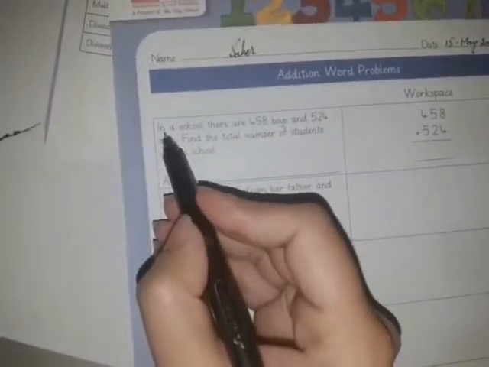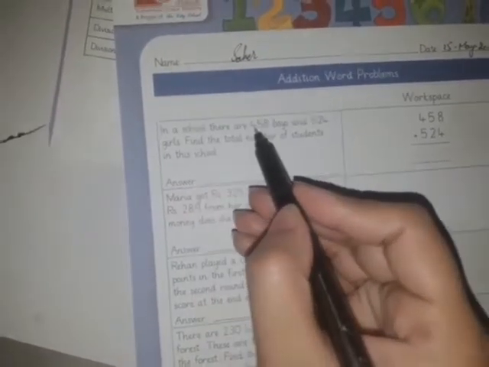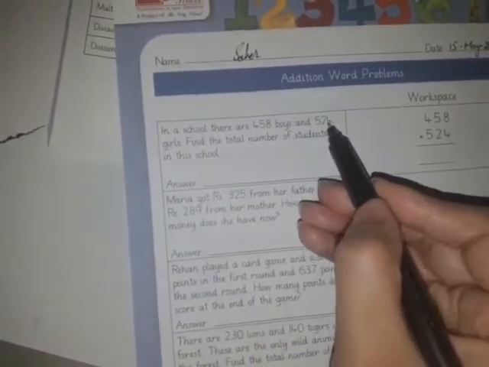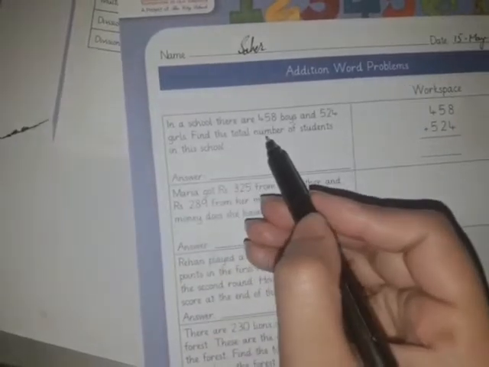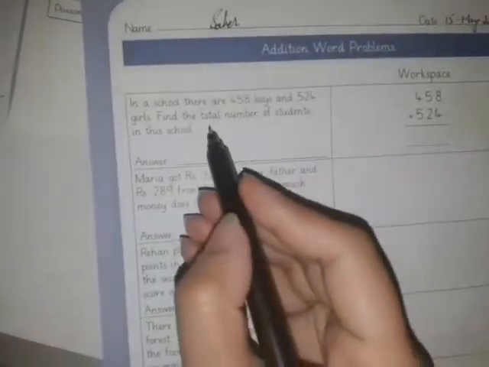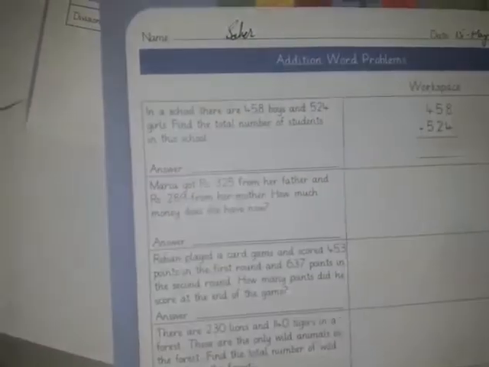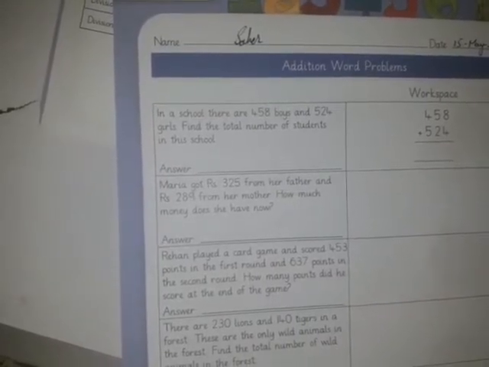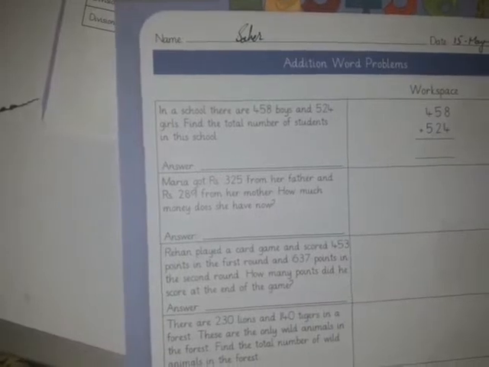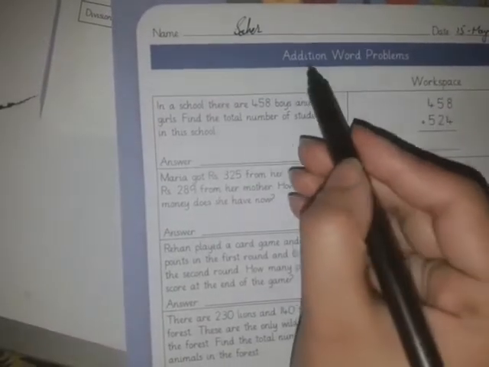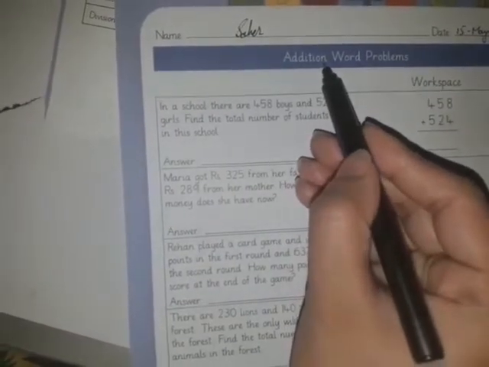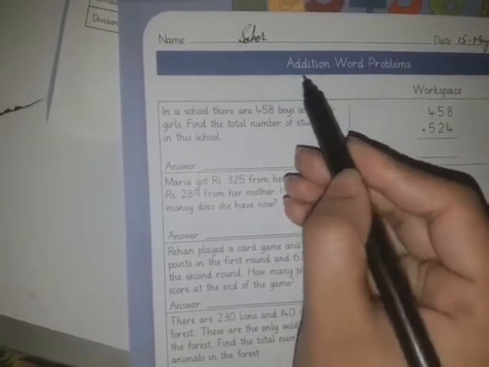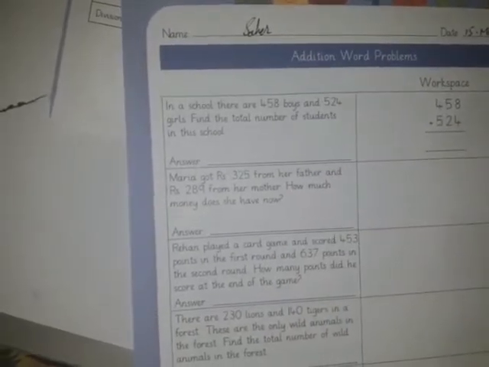Now first question is, in a school there are 458 boys and 424 girls. Find out the total number of students in this school. Remember one thing, when you find a question with total, add, sum and these type of words, it means the question is addition. You have to add or find the sum of the questions.